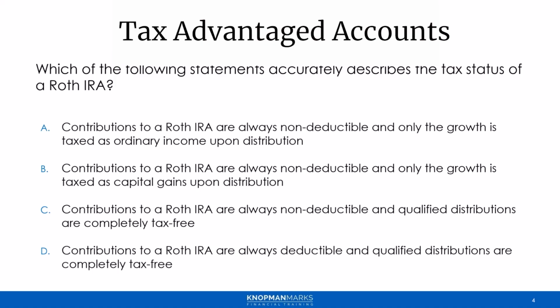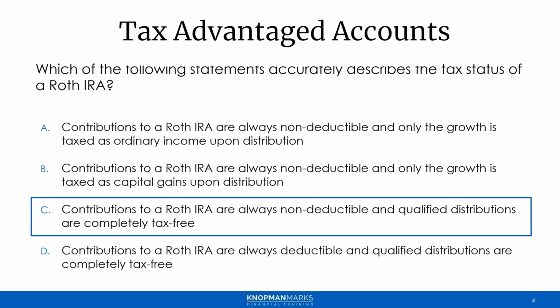How about C? Contributions to a Roth IRA are always non-deductible, and qualified distributions are completely tax-free. That's what I projected I was looking for. Here it is, and boom, it's the right answer. I don't skip D, I do check it, but C was exactly what I was looking for, so I'm going to be reluctant to move off it. D tells me contributions to a Roth IRA are always deductible, and qualified distributions are completely tax-free. No, that's not correct, because of the first part, that they're always deductible.